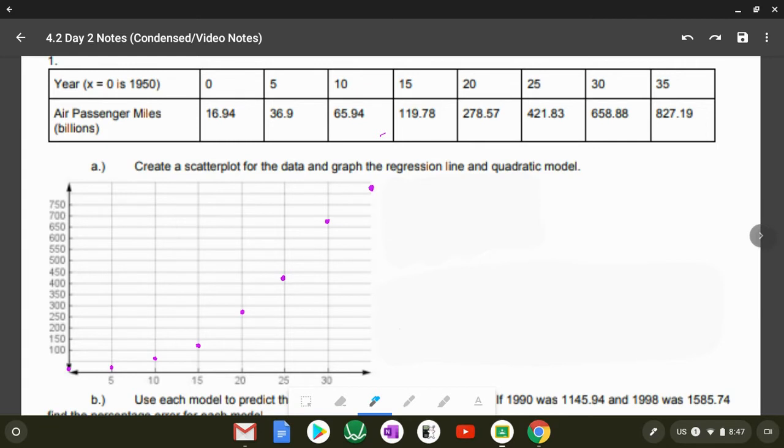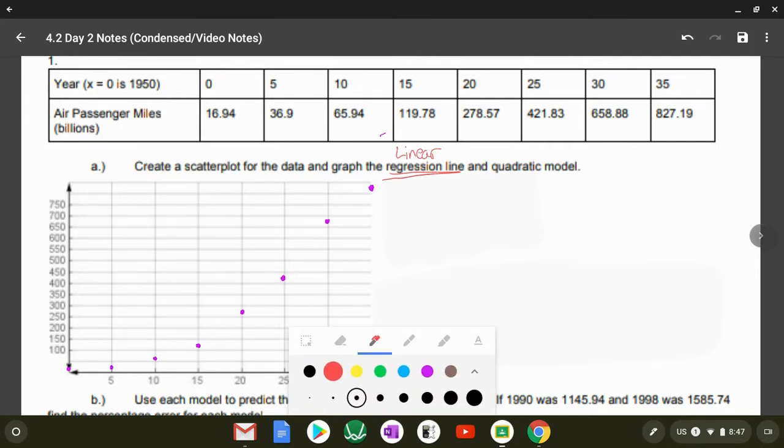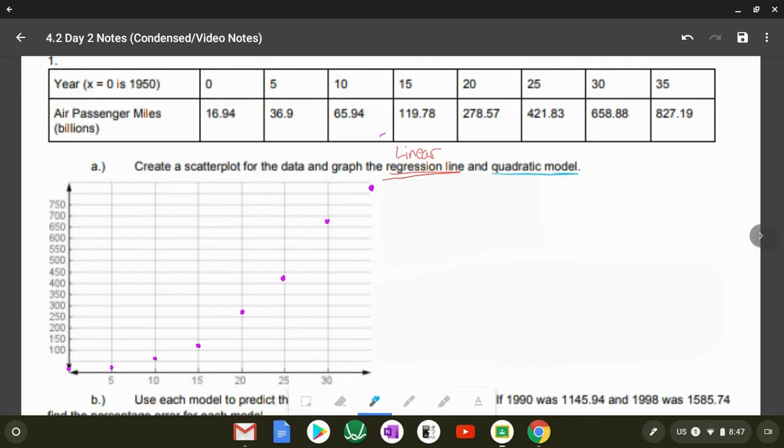So actually, in this case, they're asking us for a linear regression. So that line of best fit that represents it in a linear relationship, and then the quadratic model. So then we're going to use the data points and find a quadratic best fit graph to represent these data points.